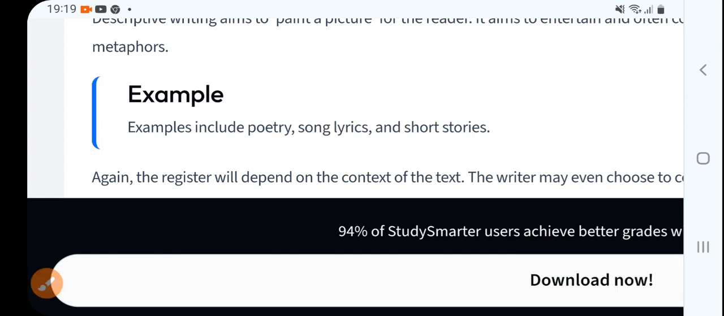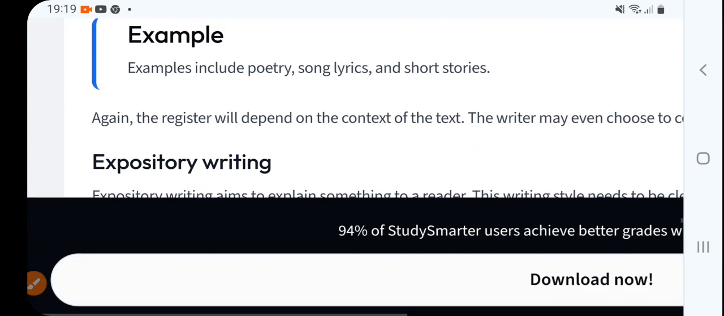So if I say, for example, a song, right? So the face is being covered, right? Something like this. So that is an example of descriptive writing.